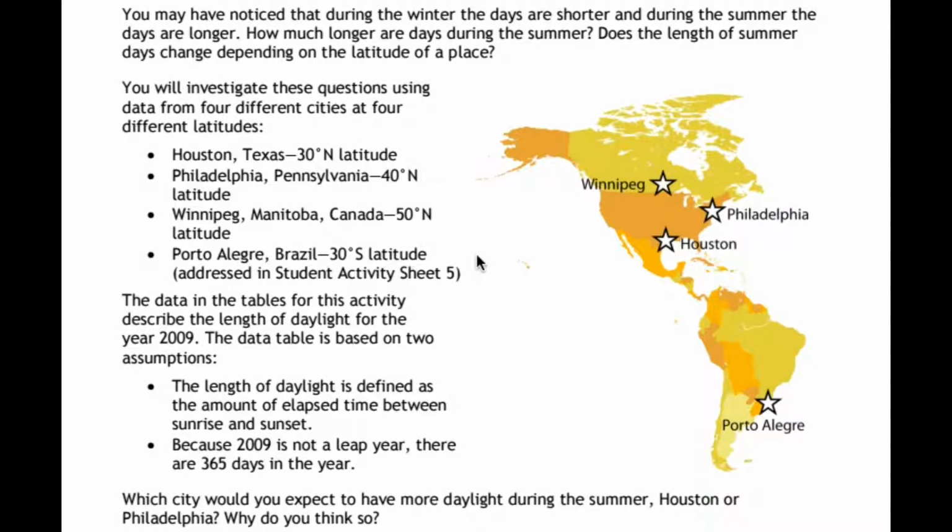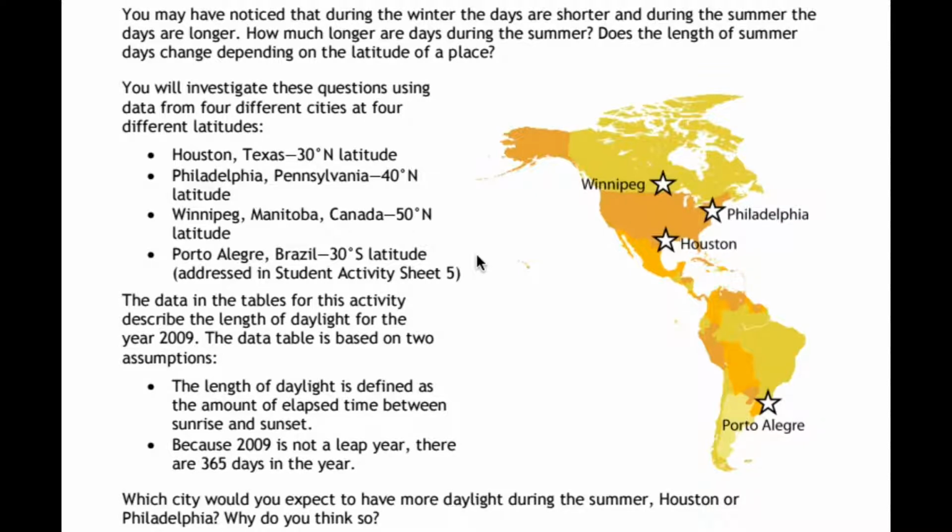In this video, I'm going to talk about how I discuss length of daylight. We're given this intro talking about noticing how the length of day is a little bit longer in summer, a little bit shorter in winter. We're also given 4 cities that we're going to be comparing: Houston, Philadelphia, Winnipeg in Canada, and then Porto Alegre in Brazil.